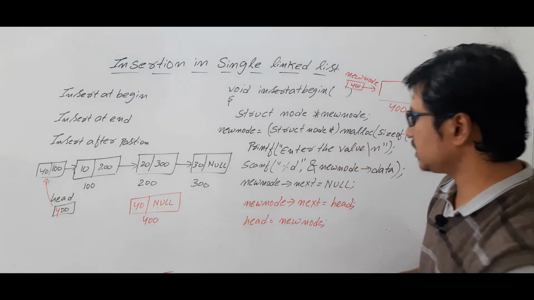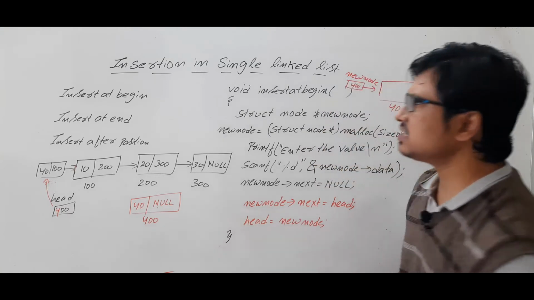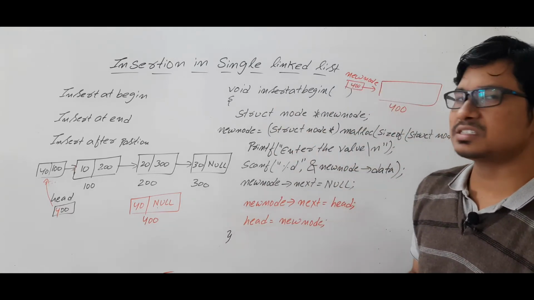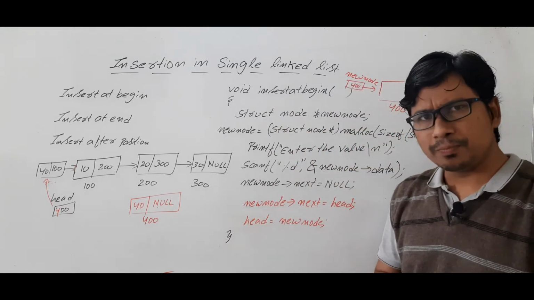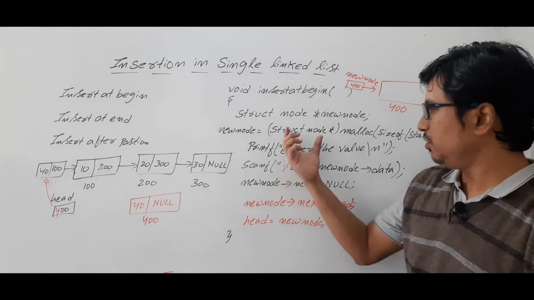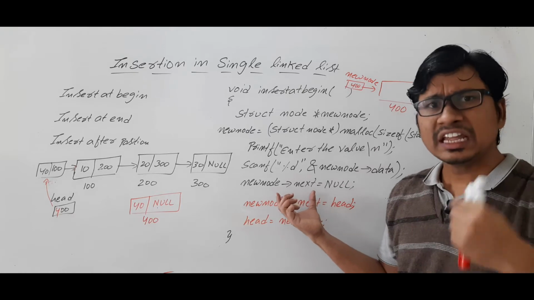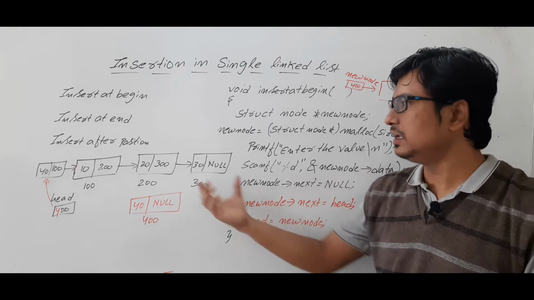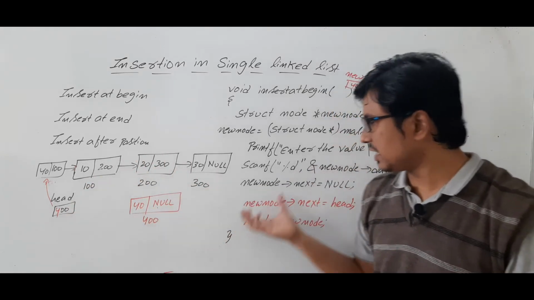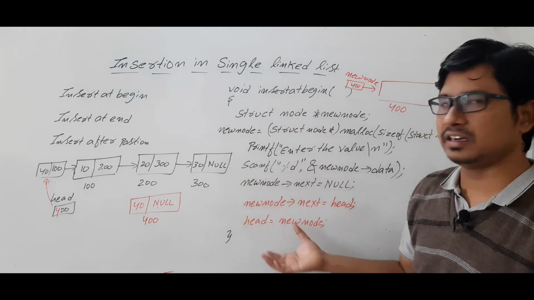This is the way. Let me close this function. Inserting at the beginning is very simple. If you want to add complexity, before doing this you can check whether head is equal to null. If head is equal to null, then this is the first node, and you can write it accordingly. But I have written a generalized way.